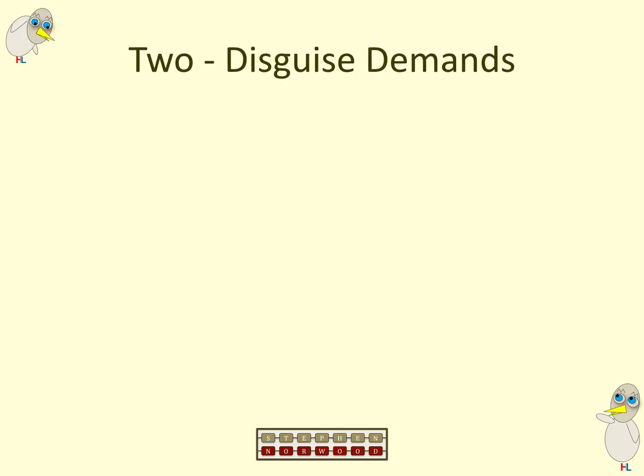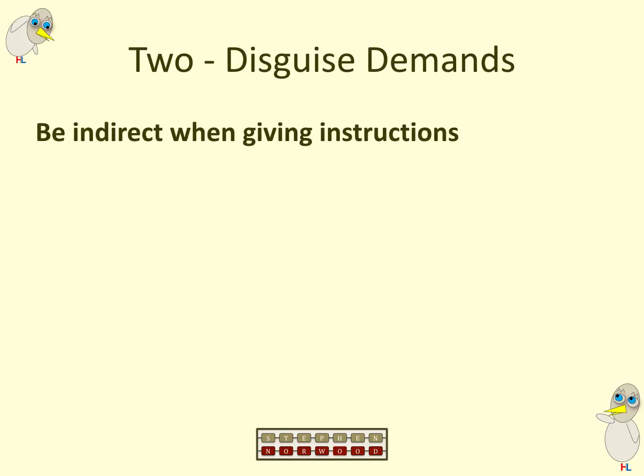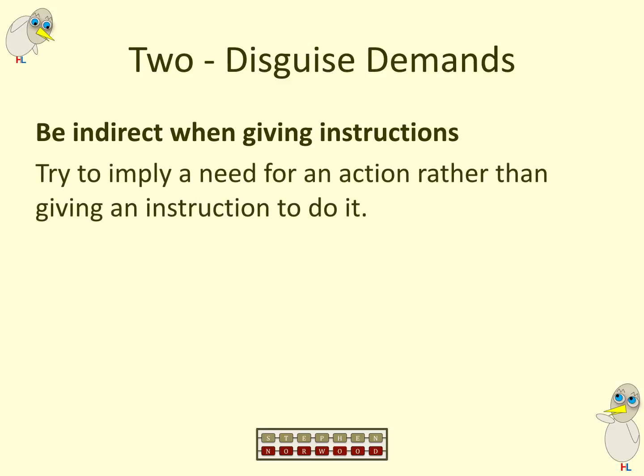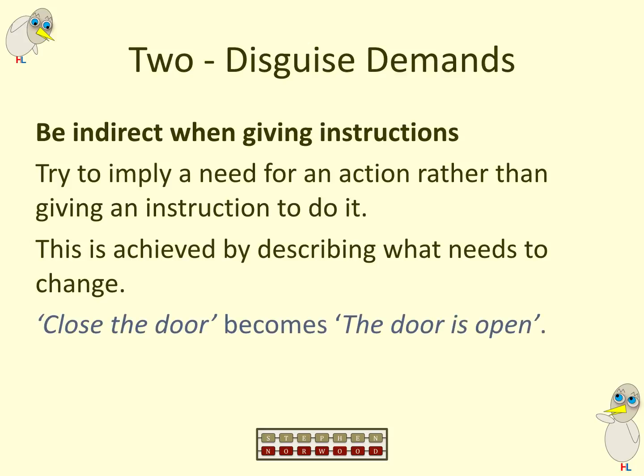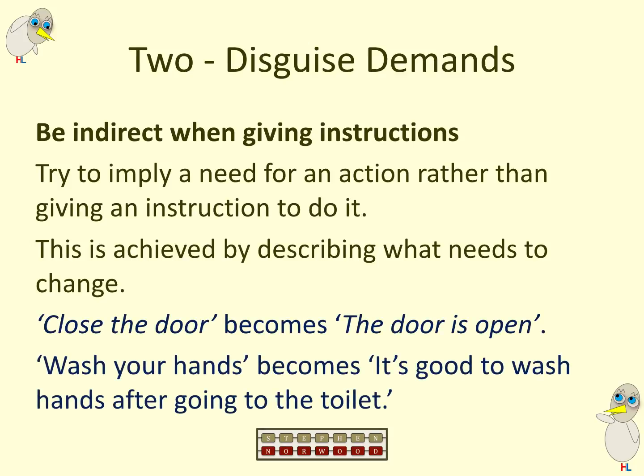2. Disguised demands. Be indirect when giving instructions. Try to imply a need for an action rather than giving an instruction to do it. This is achieved by describing what needs to change. Close the door becomes the door is open. Wash your hands becomes it's good to wash hands after going to the toilet.